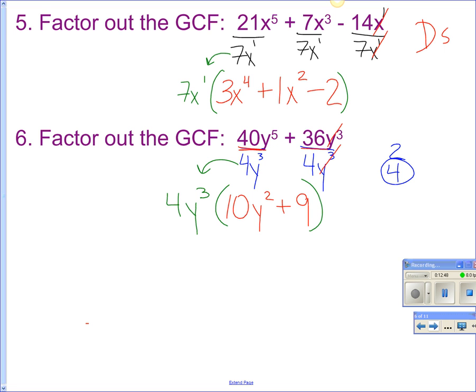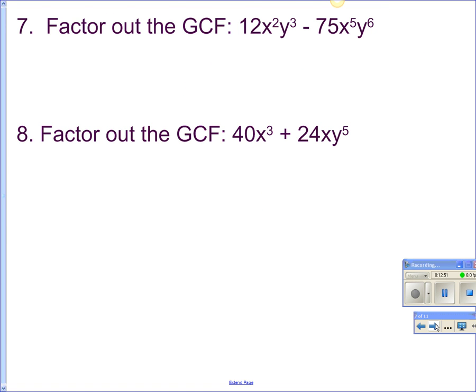Okay. All right, number 7, 12x to the 2nd y to the 3rd minus 75x to the 5th y to the 6th.